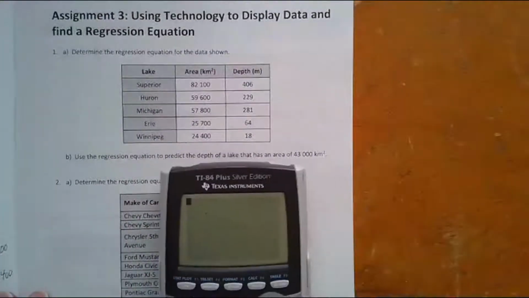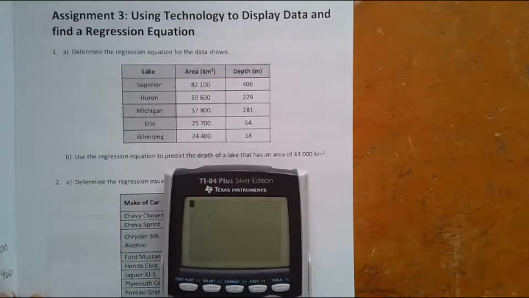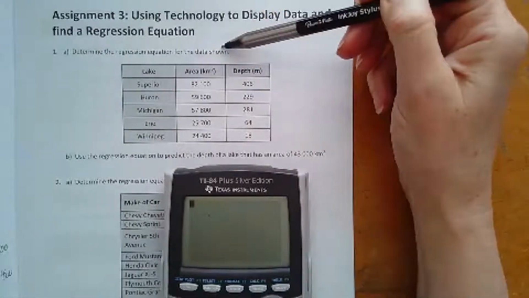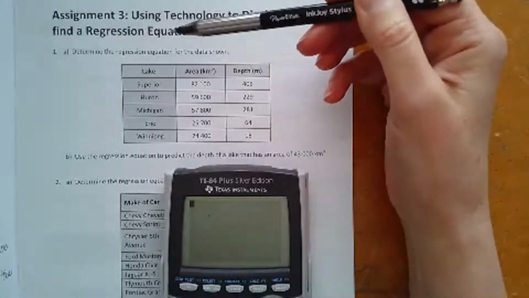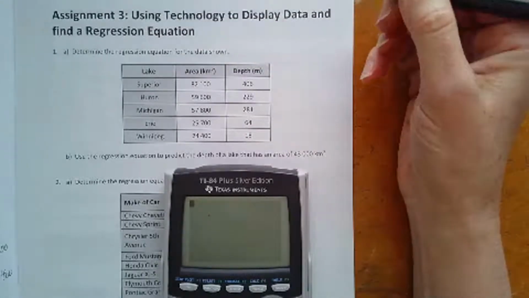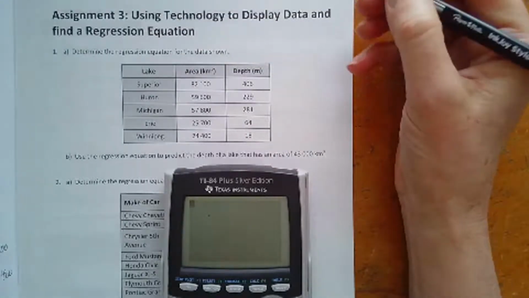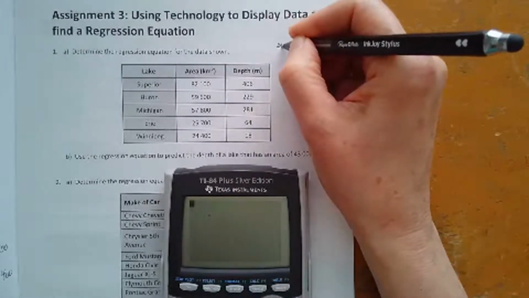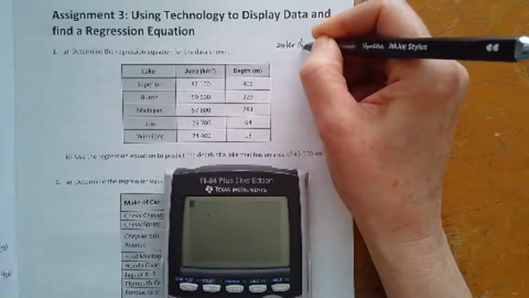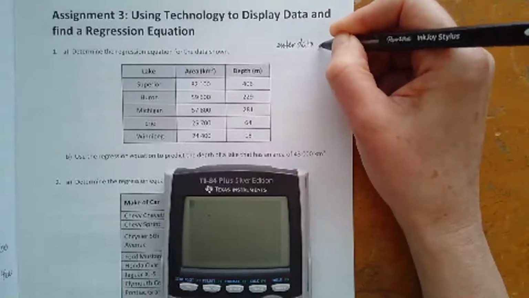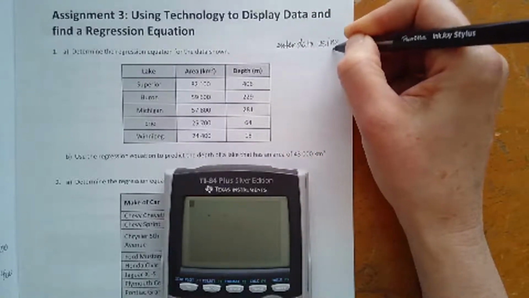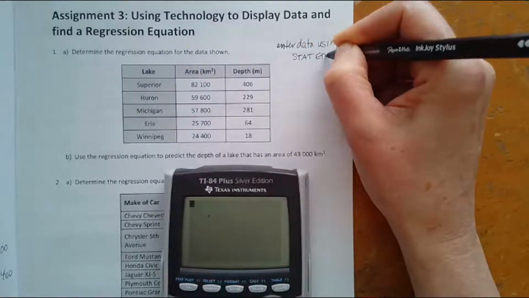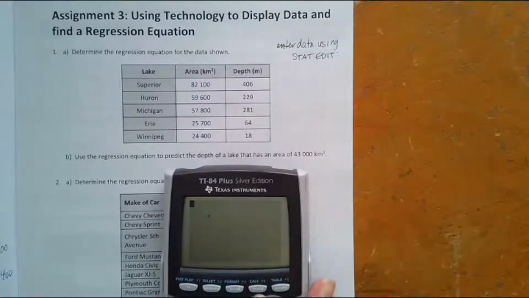So now I'm going to tackle question number 1. It says determine the regression equation for the data shown. All the steps have been shown in previous classes, but just as a quick review, I'm going to enter my data using stat edit. Okay, so that's the first thing I'm going to do.